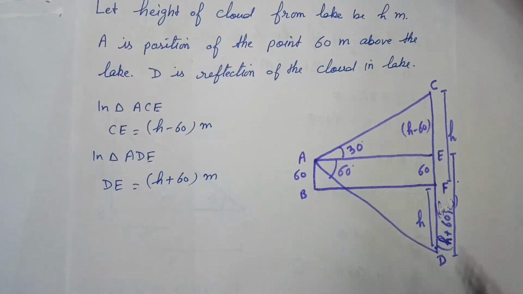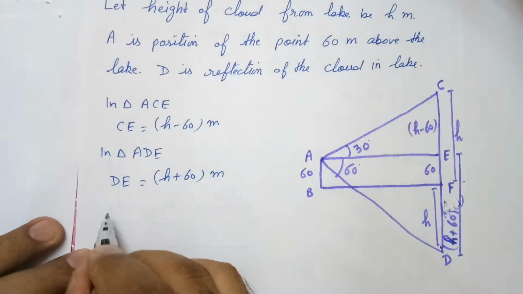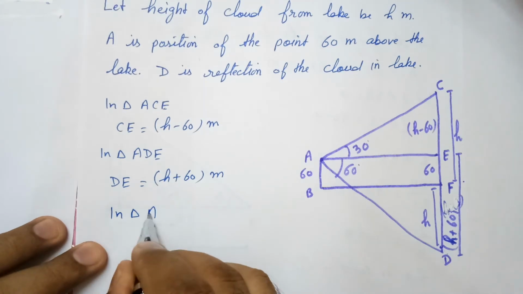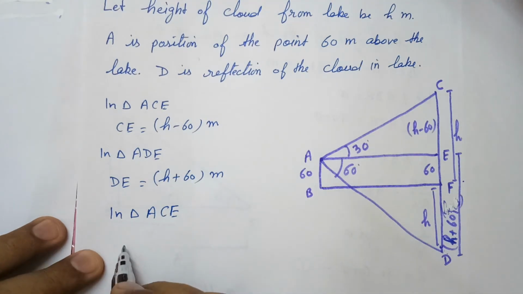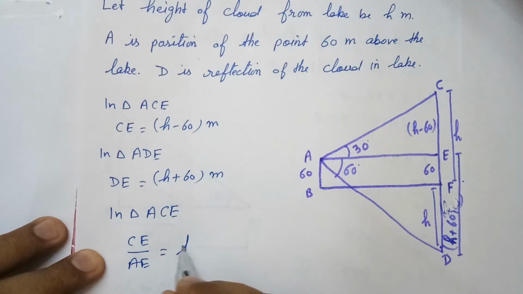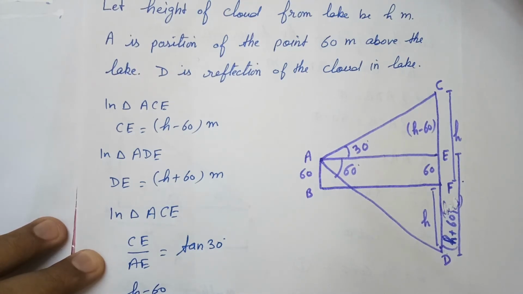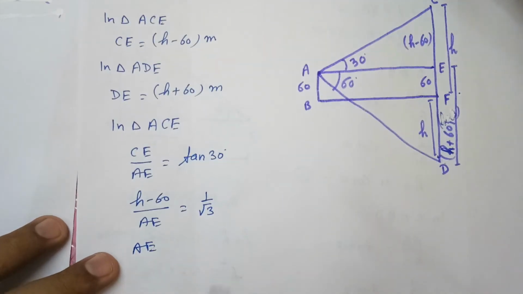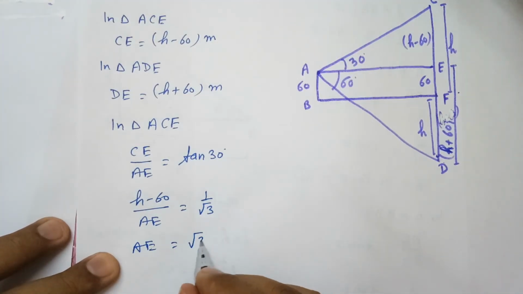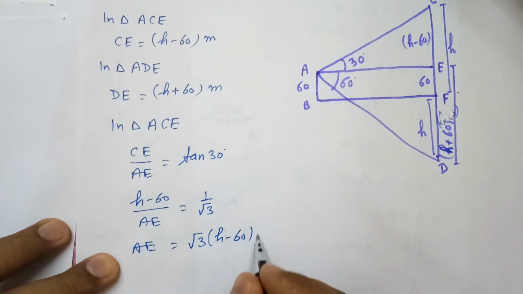Now we will take the first triangle ACE. In triangle ACE, perpendicular over base, CE over AE, equals tan 30. So it is h minus 60 over AE equals 1 by root 3. So from here AE will be equal to root 3 into h minus 60 meter.